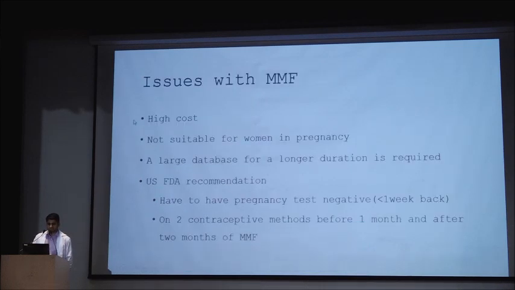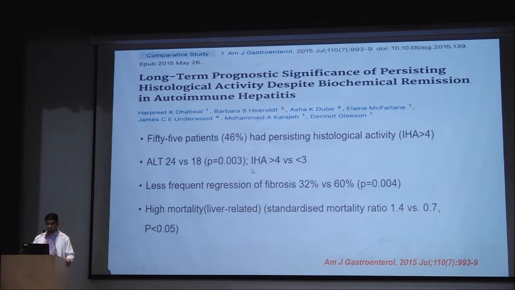So what are the issues with MMF? First is high cost, and this is a teratogenic molecule for the fetus, so not suitable for women with autoimmune hepatitis in pregnancy, and we need a larger database with a longer duration for mycophenolate mofetil. The US FDA recommends that female patients must have a negative pregnancy test before starting MMF, and they should use at least 2 methods of contraception while they are on MMF therapy.